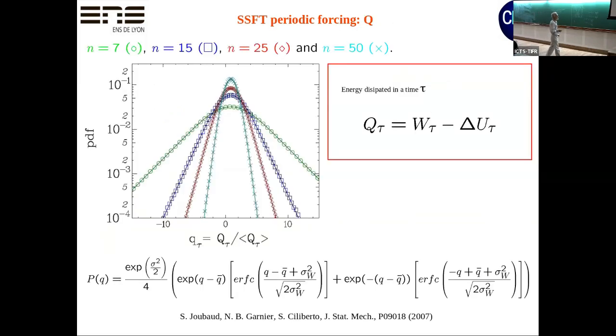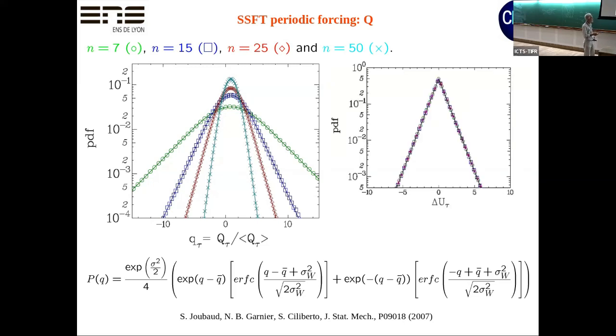Now, what is happening with Q? Q is just the difference, as I said, of W_tau minus the internal energy, measured over a time tau. You see that this internal energy actually doesn't change as a function of tau. It always has two exponentials. By doing this, you can construct the probability distribution of Q, the small q, which is the ratio of Q_tau over the mean. And this is the expression that fits quite well for all tau.